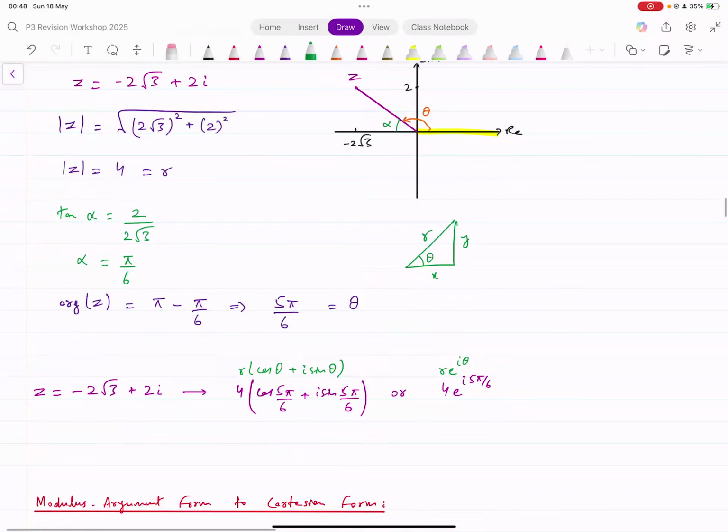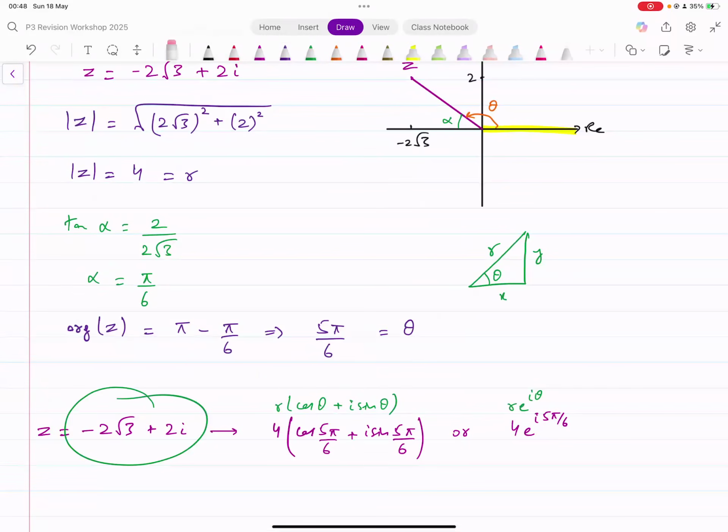Once you have that, you can say this number could be written in those two other forms, r into cos theta plus iota sine theta. That would become this. Just input values in place of r and theta, or r e raised to power iota theta. That would become this, right? So you can write that in these two different forms like this.